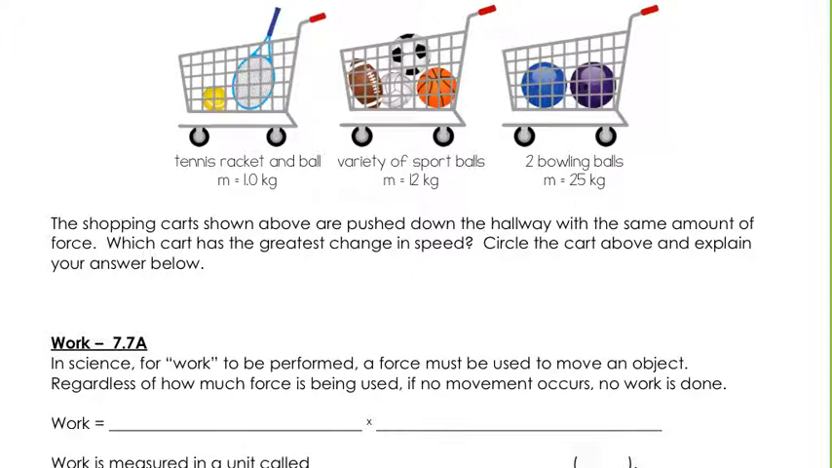The shopping carts shown above are pushed down the hallway with the same amount of force. Which cart has the greatest change in speed? Circle the cart above and explain your answer below. So the cart we're going to circle is this one. The reason being is that it has the smallest mass. So if you have the smallest mass and you're pushing with the same amount of force, that one is going to have the greatest change in speed or the greatest acceleration.